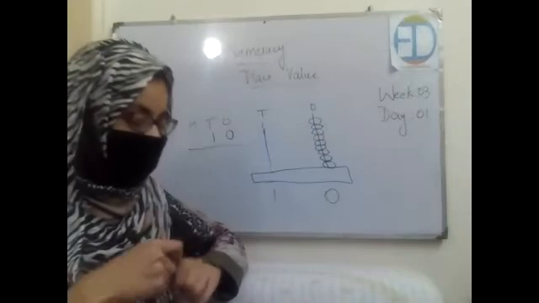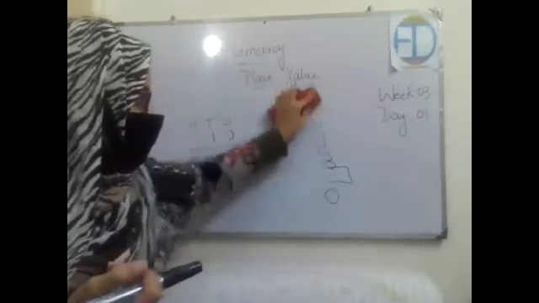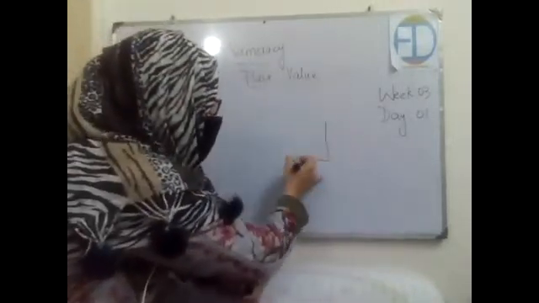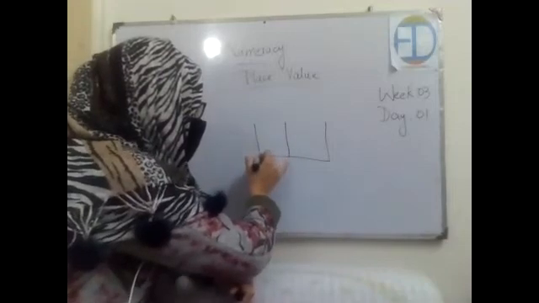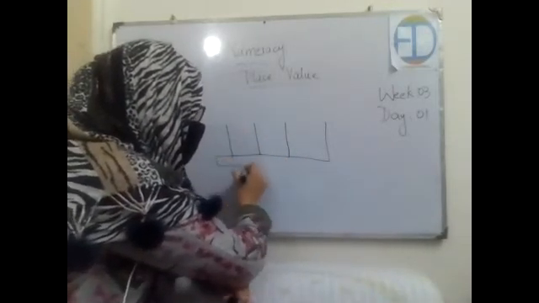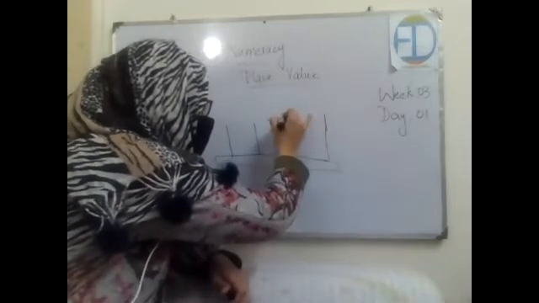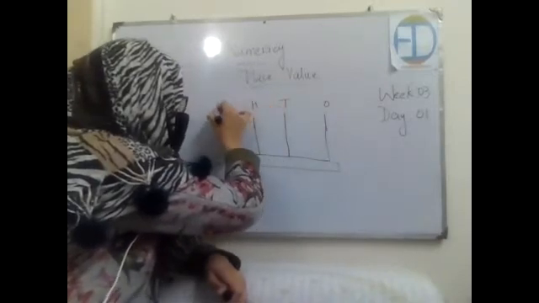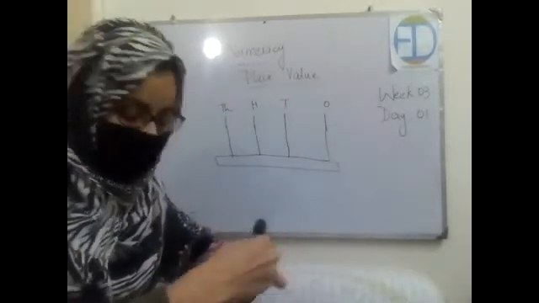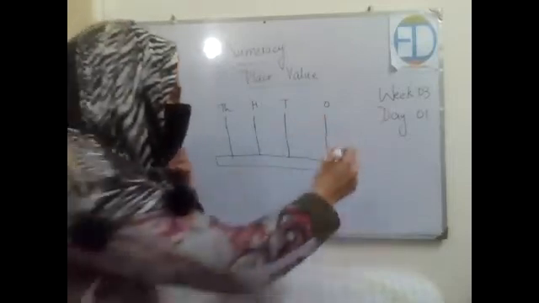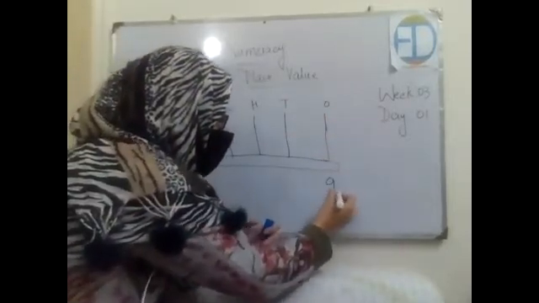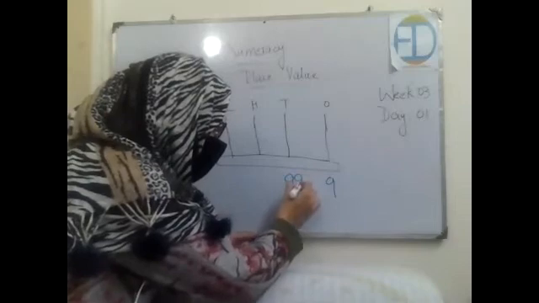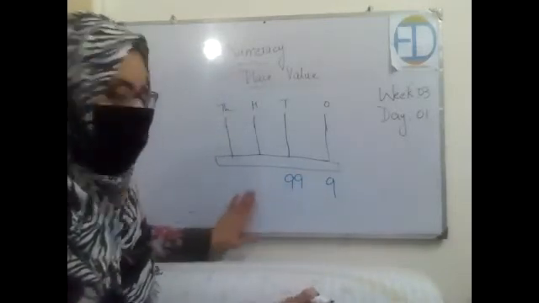Now let me tell you a very helpful technique. Let's say we make an abacus: this is ones, this is tens, this is hundreds, and this is thousands. This is just to explain to you. Remember, in this one only 9 beads can be filled. After 9 you will move toward this one. In this one only 99 can be. After 99 you will move toward this one.